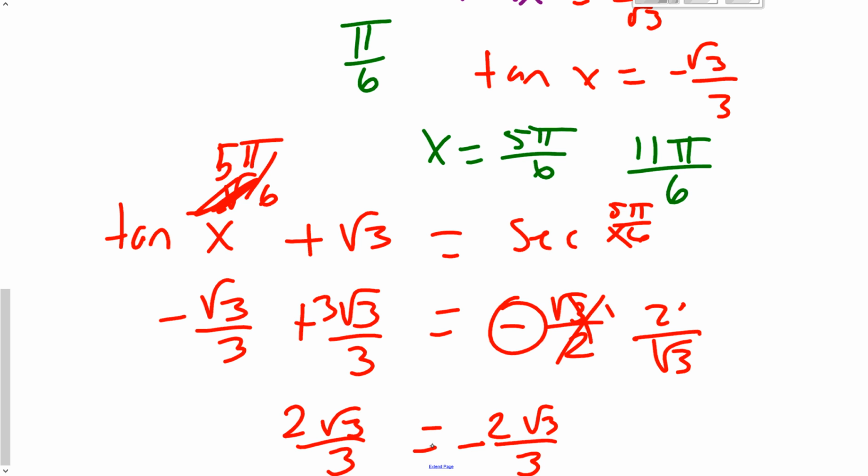So these do not compute, right? This has a negative, this is positive. So that 5 pi 6 is not going to work. We can plug in 11 pi 6. On this one, we know we're going to get the same answer because it's tangent, so it's still negative root 3 over 3. But over here, when I put in 11 pi 6, my cosine is going to be positive, so this will be positive, so then it is true, so this one does work.